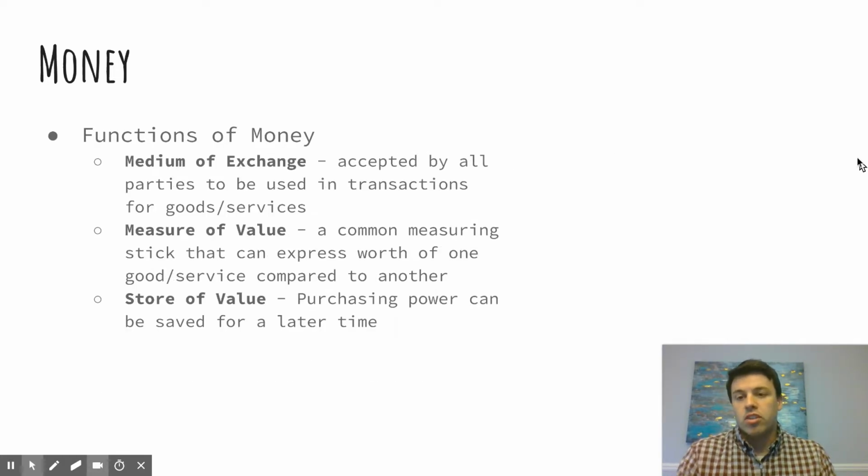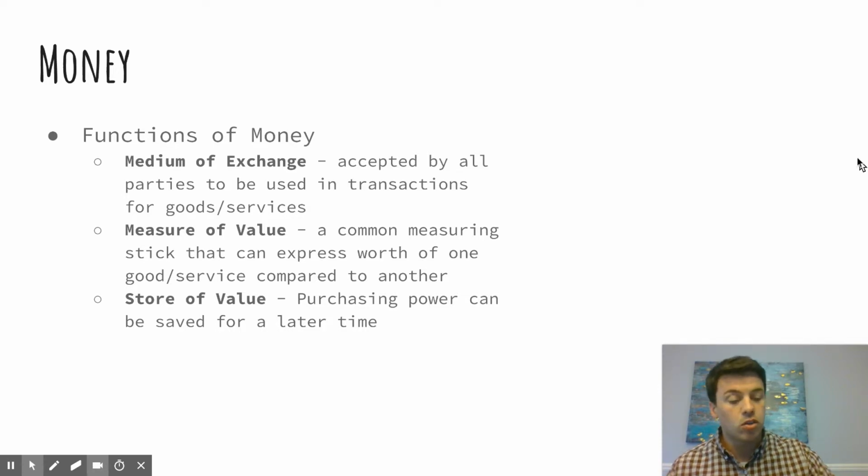All right, functions of money. Let's look at that. Three different things here. Medium of exchange. Okay, this is typically what we consider to be the basis of money. We use it to buy stuff. It's accepted by all parties to be used in transactions for goods and services bought or sold. So medium of exchange. A measure of value is a way we can actually compare one product to another. So it's a measuring stick to provide us with a way to say that this is worth more than this. And then finally, a store of value, where we can save our money in terms of purchasing power so we can use it at a later time.